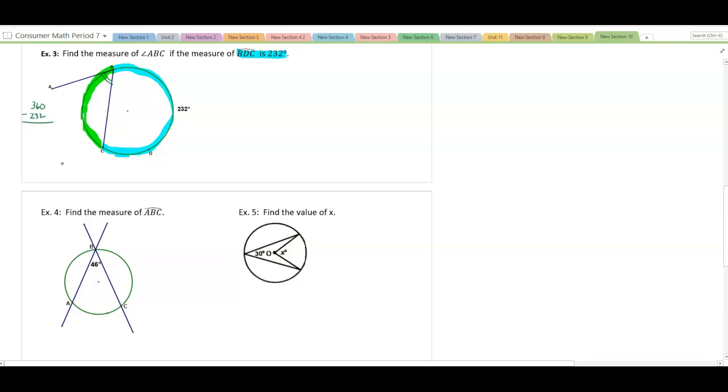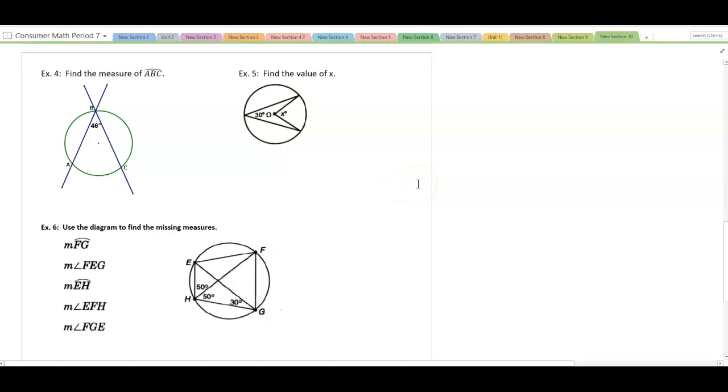Okay, and when I take 360, right, I subtract 232, I get 128 degrees. So this arc is 128 degrees. Well, now when I look at that inscribed angle, angle ABC, it eats an arc that has a measure of 128 degrees. So 128 divided by 2 would give me 64 degrees. So this angle would be 64 degrees.